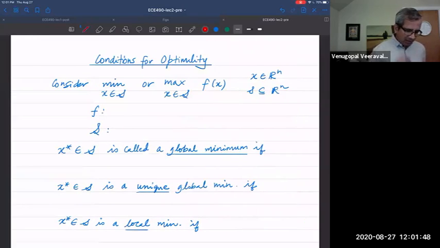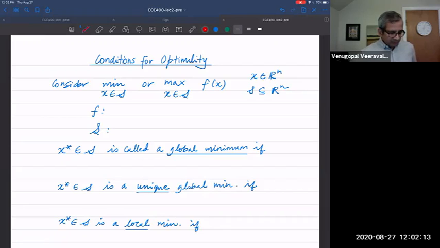All right, so now let's start with some material that's a little more formal, getting to the core of optimization now. Let's look at conditions for optimality, right? All right. So first let's look at some definitions, right?